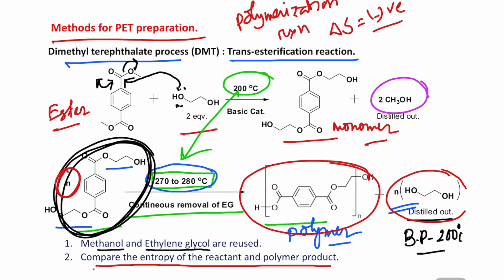Then the question: why does the reaction happen? Because in this case enthalpy matters. Another thing, it's an equilibrium process, and we are distilling out this ethylene glycol from the reaction medium. Consequently, the reaction goes on the forward side because of Le Chatelier's principle. If you remove the product from an equilibrium mixture, then the reaction goes forward to the product side.